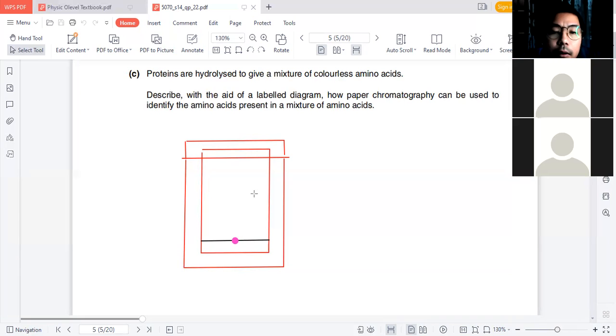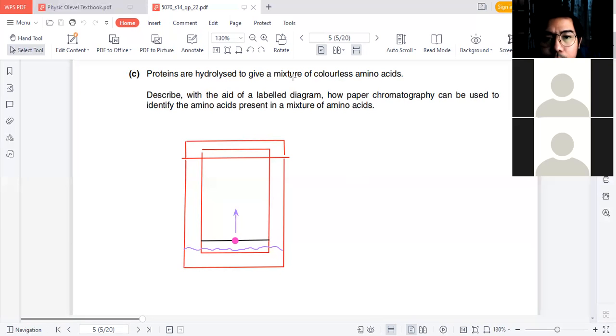Now after that, you have to put in the liquid, or you need to submerge it with a solvent. I should use a different color, blue, okay, this color is fine. The liquid should not touch your sample. So it allows the solvent to move upward.